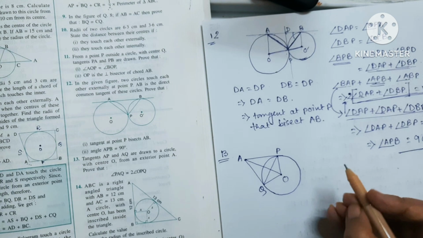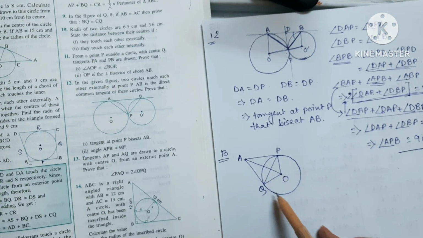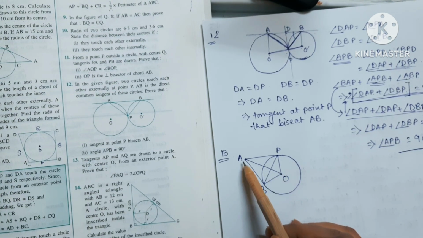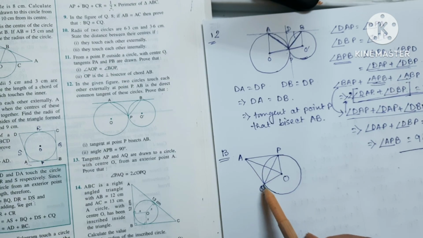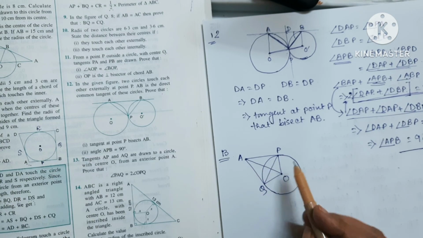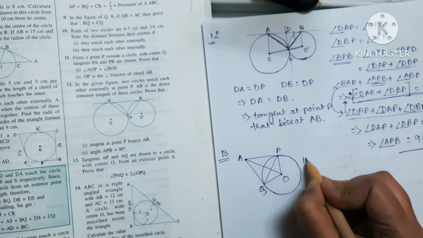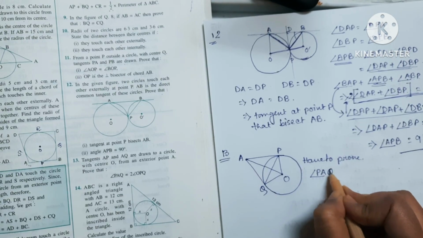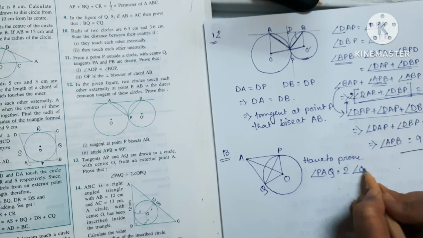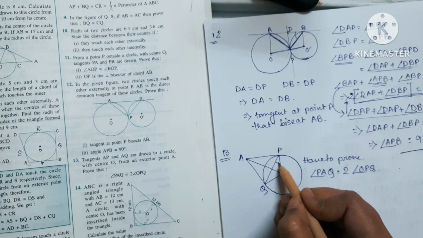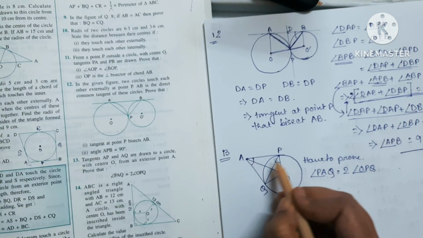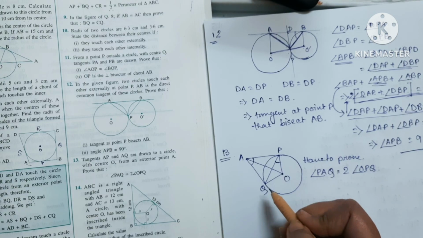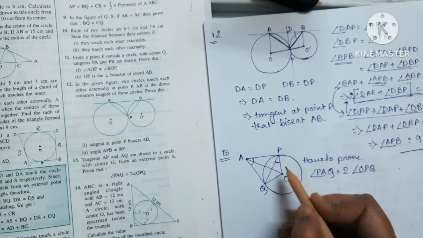Now see question number 13. See, this is a circle. A is an exterior point. Two tangents, AP and AQ, are drawn to this circle. And you have to prove angle PAQ is twice angle OPQ. So this angle and that angle. PAQ, this one, is twice this angle.